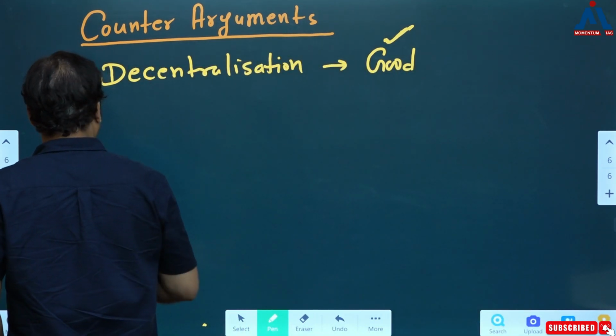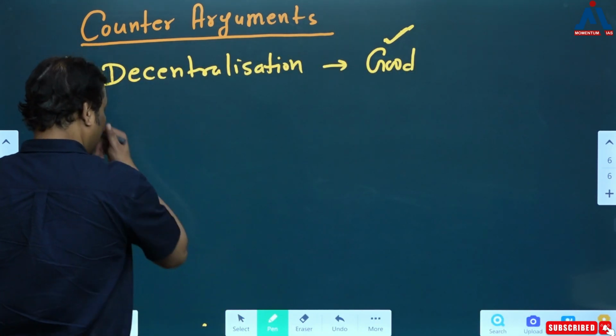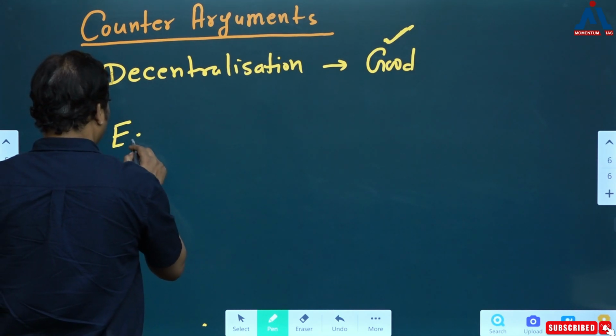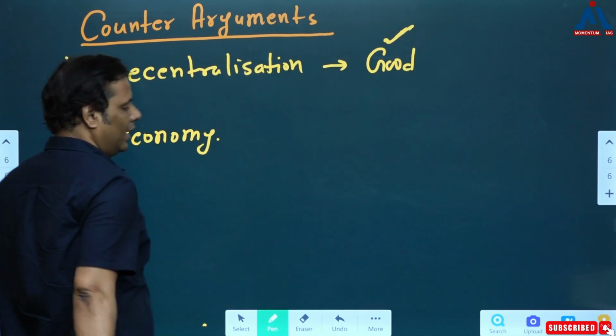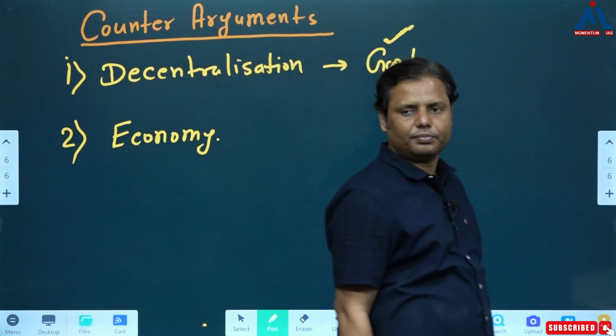Now the second counter argument. The second counter argument is about the economy. Now they imagine कि whenever there is a decentralization, economy is always getting down. Correct?